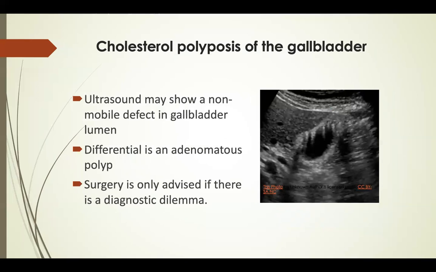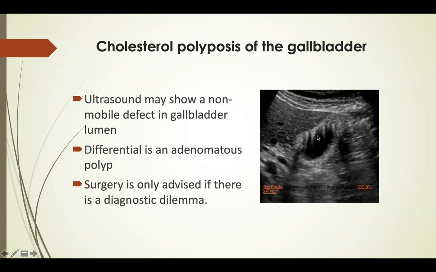Cholesterol polyposis. Sometimes there are polyps in the gallbladder. Now, how will you differentiate a polyp from a stone? A stone gives a shadow, and these polyps do not give shadows. You can see these small polyps in the gallbladder wall, and they remain stable at that area.